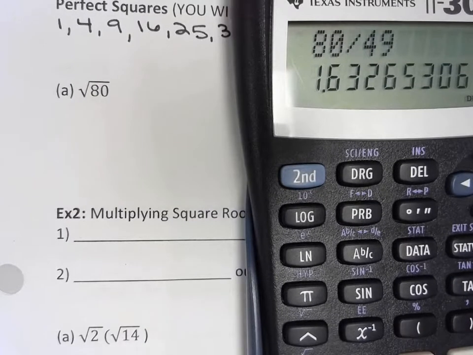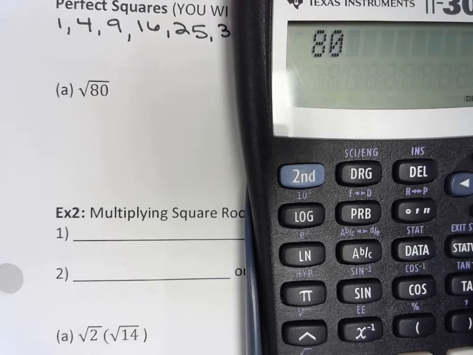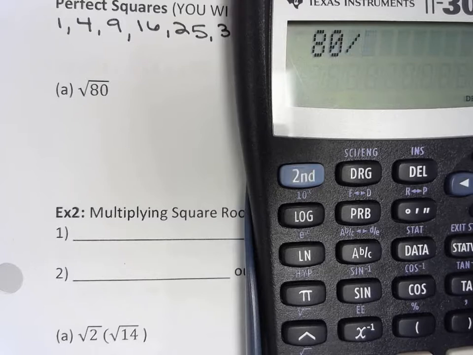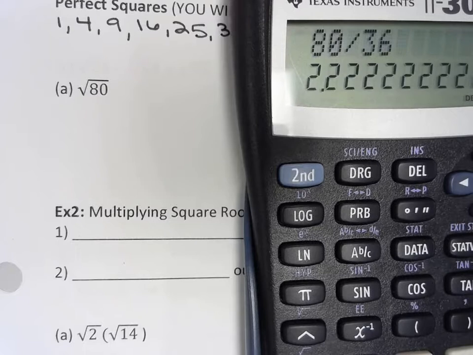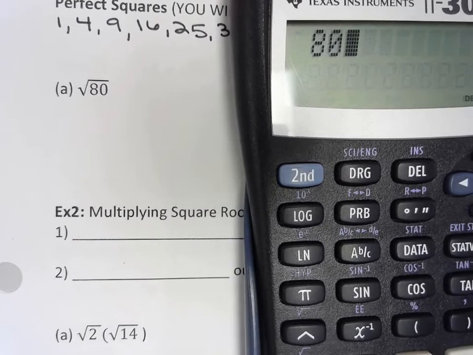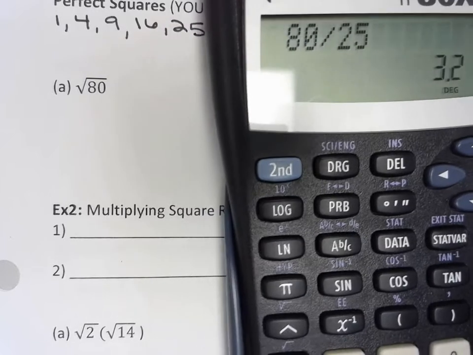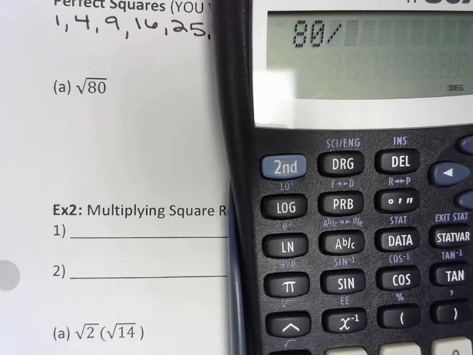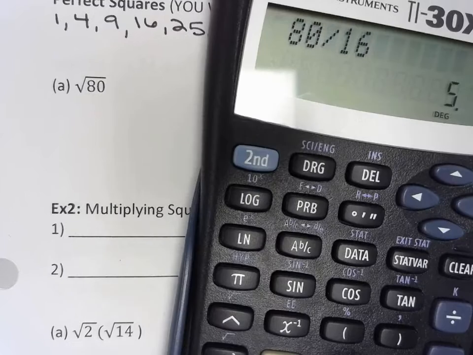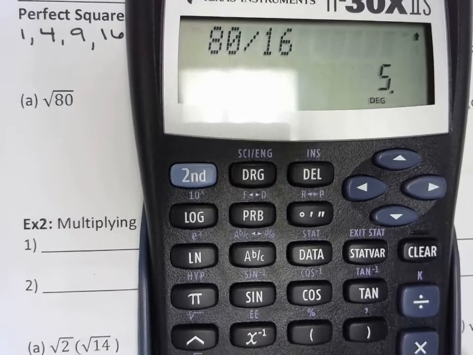So I'm looking for the biggest perfect square that multiplies into 80. 36 is the next biggest one. That doesn't go in even. 80 divided by 25 doesn't go in even. The next one would be 80 divided by 16, and that goes in even. It goes in 5 times. So you want the biggest perfect square that goes into 80.